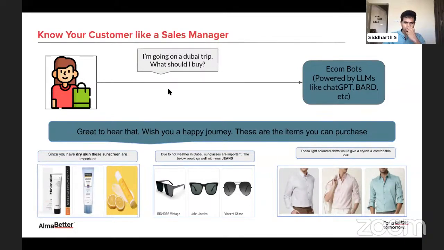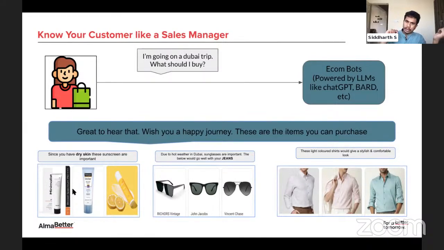So the e-com website bot has given, okay, great to hear that, wish you a happy journey, and these are the items which you can purchase. If you see the first thing, since you have dry skin, these sunscreens are quite important. So how does it know that the user has dry skin?